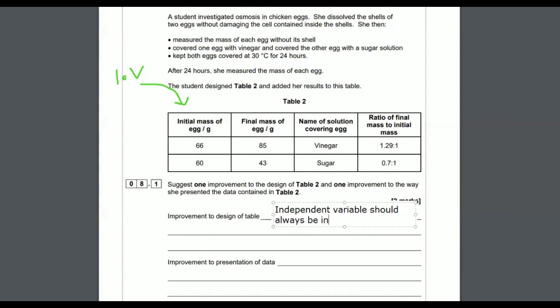She's put that in the third column. So the independent variable, whether it's vinegar or sugar, should have been in the first column. So that was a bit of a big boo-boo. We always put the independent variable in the first column.